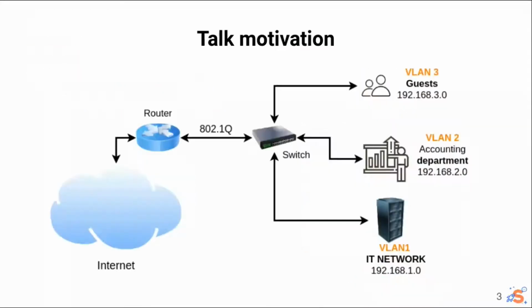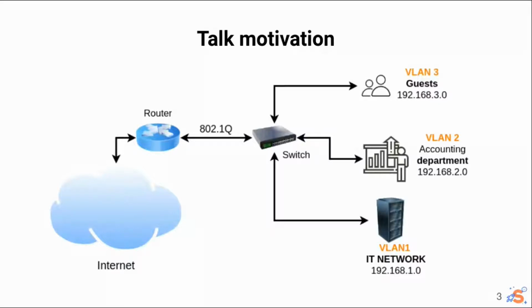So why this talk? Why are we here? I came across a situation where a company had a similar network topology. So we have 3 VLANs. They have enabled the trunking port on the switch. They have used the 802.1Q in order to encapsulate the traffic coming from different VLANs into a single router interface, which was good for their business.